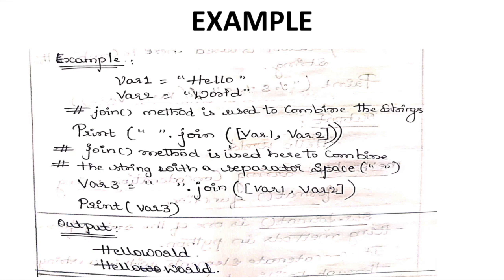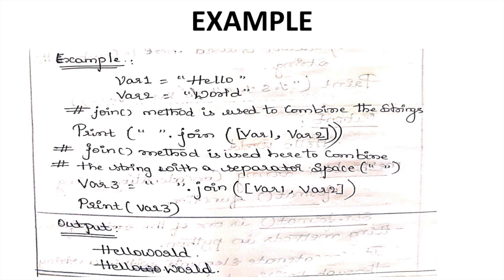So see, here I'm using join. How am I using it here? See, double quotes, space, dot join, variable one comma variable two. You are using a join function. It is going to join variable one and variable two. So it will join, but in between the two variables there will be a space.